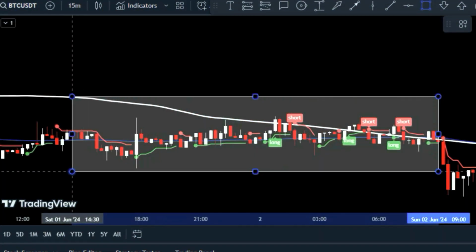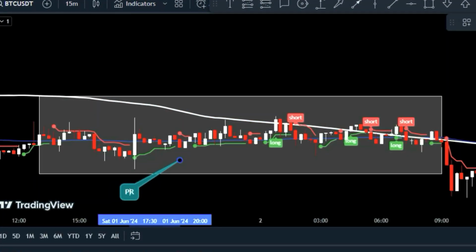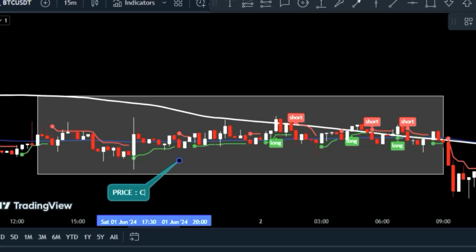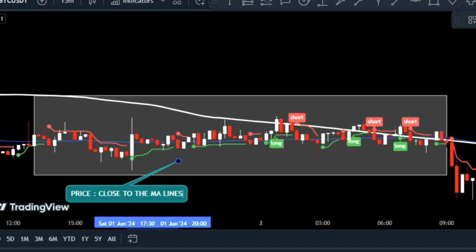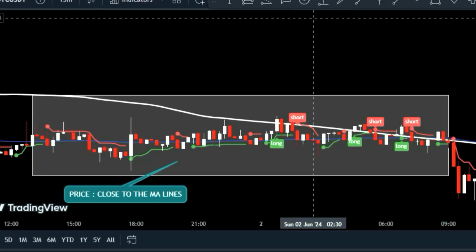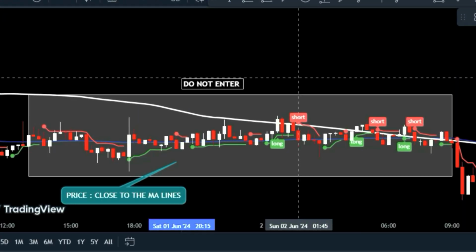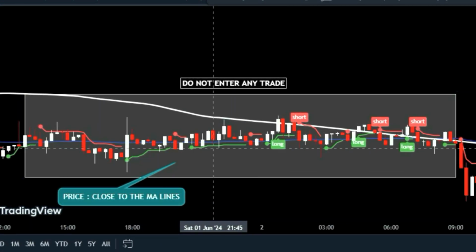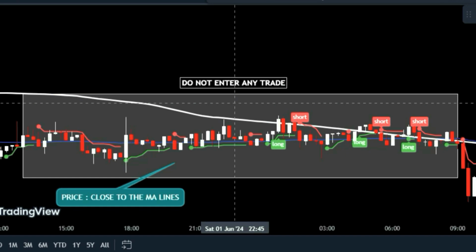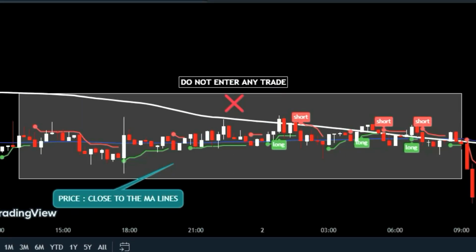Another crucial aspect to remember is to avoid entering trades when the price is getting too cozy with a moving average line. This close proximity can create uncertainty and increase the risk of the price suddenly shifting against your position. Patience is key, so wait for a clear separation between the price and the MA lines before making your move. By steering clear of these situations, you'll be better equipped.